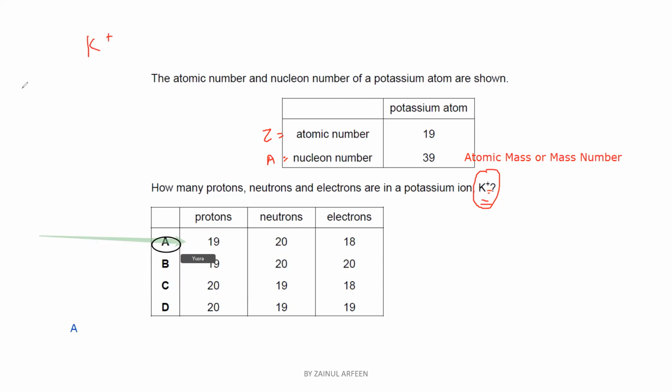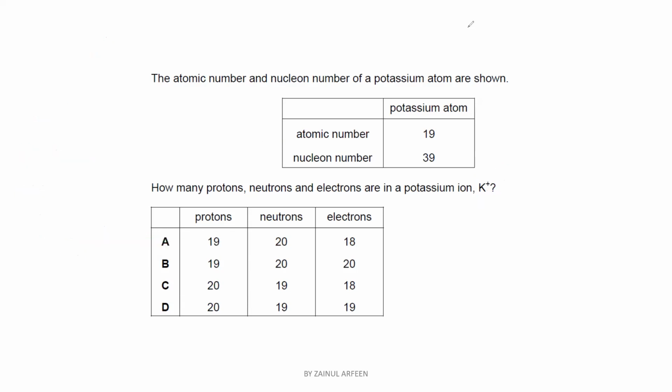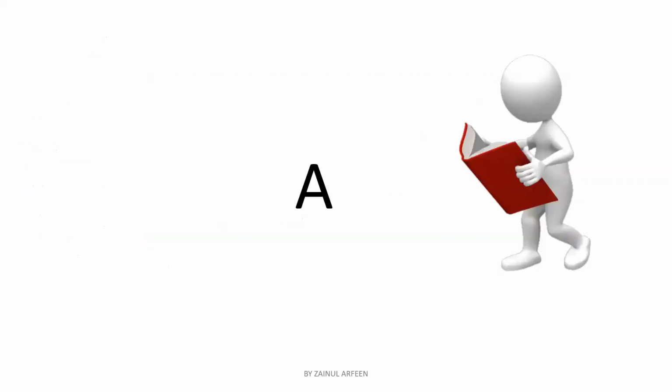potassium ion. A is equal to 39, Z is equal to 19. Number of protons is equal to Z, so 19. Number of neutrons is A minus Z, 39 minus 19, that's equal to 20. Number of electrons is Z minus the charge, so 19 minus 1, 18. And it is obvious that the number of electrons should be less than protons, as it's a positive charge. So the correct answer for this one is A.